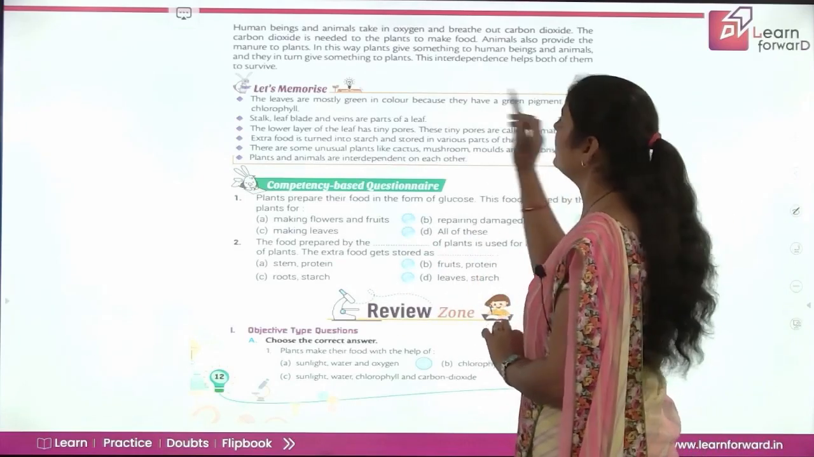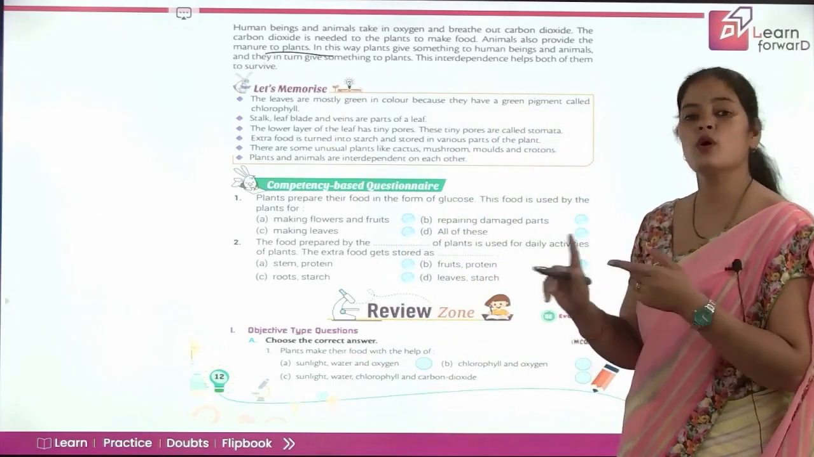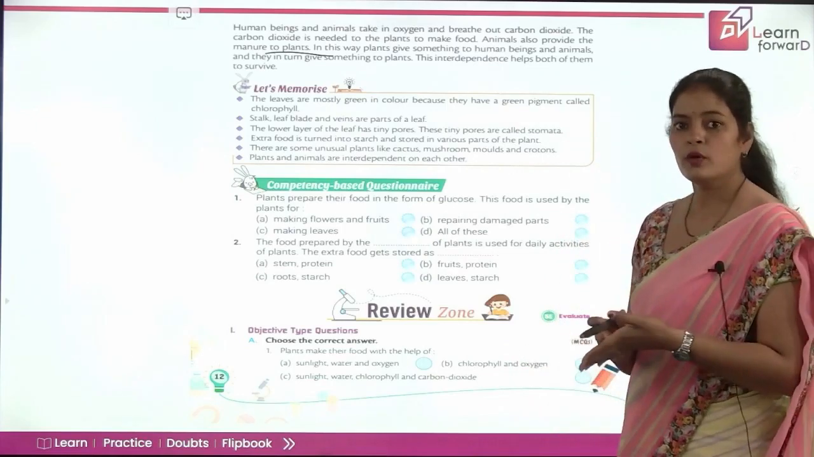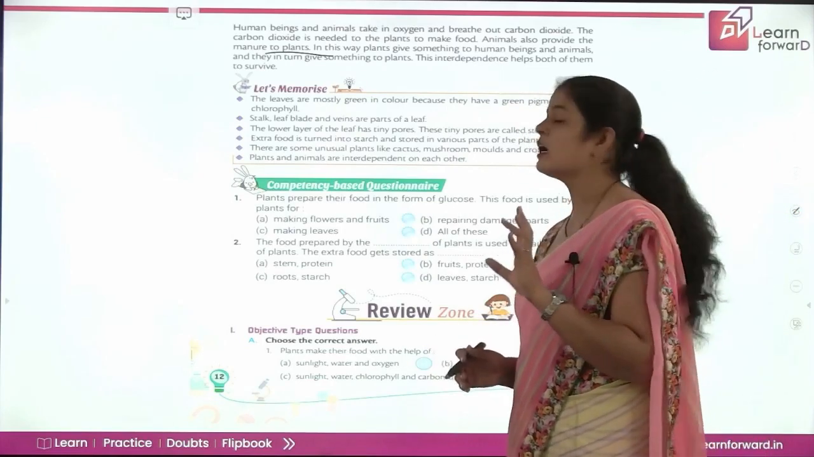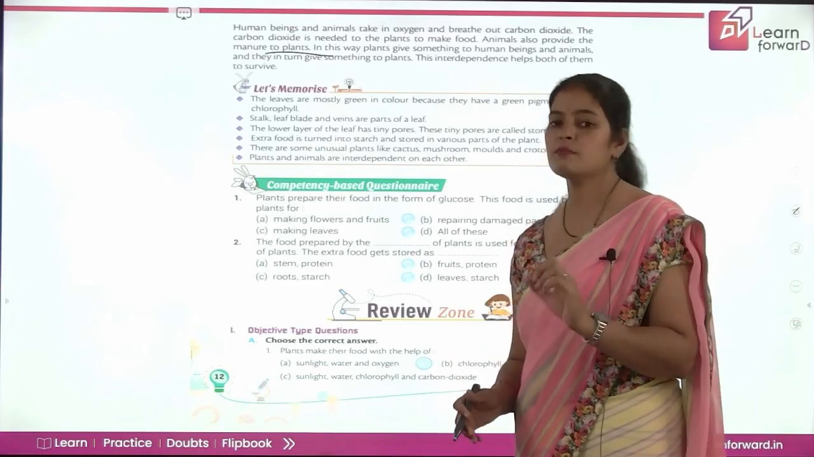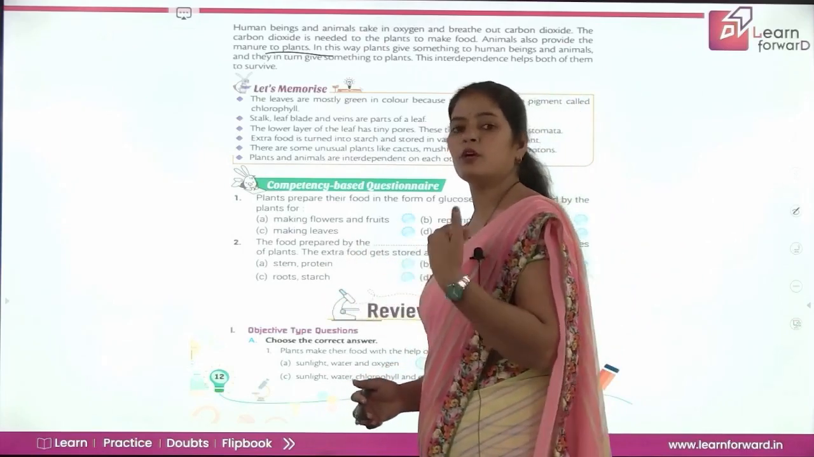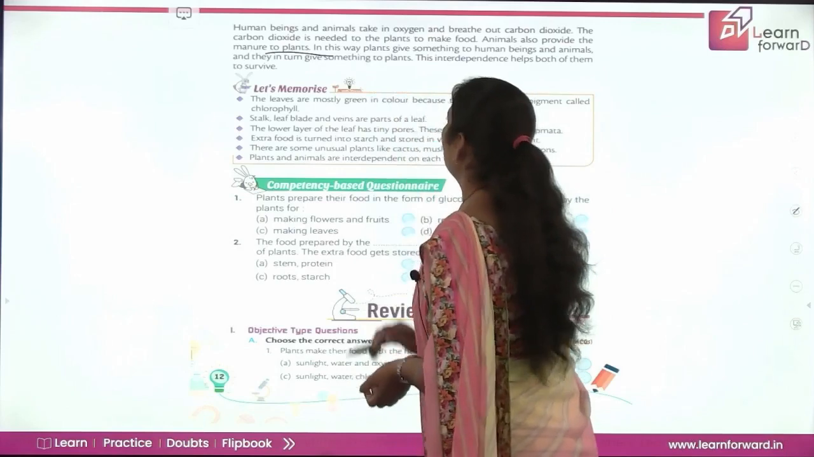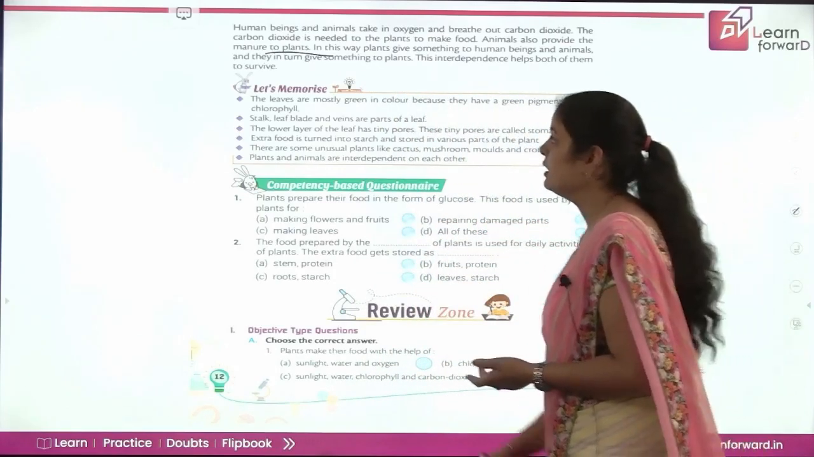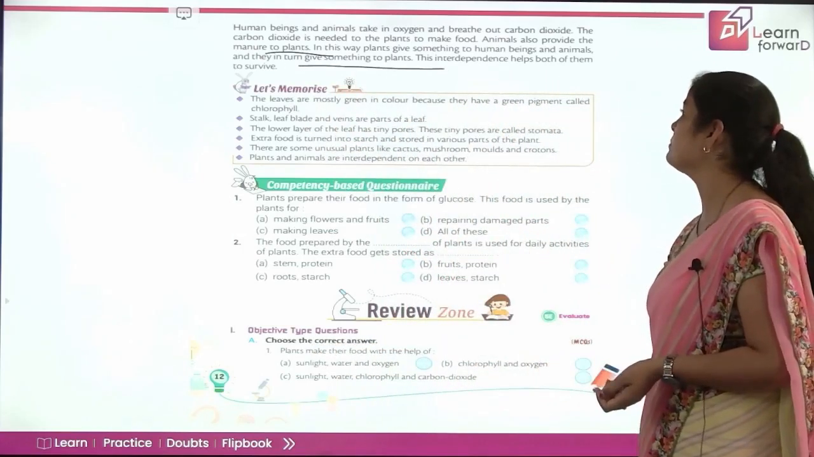Animals also provide manure to the plant. Animals provide manure to the plant means all the waste material that is given off from the animals, like cow dung. An example I am giving you is that cow dung can be added to plants or soil as manure so that it gives fertility to the soil and can increase the productivity of the plants. In this way, plants give something to human beings and animals, oxygen, and they in turn give something to plants. This interdependence helps both of them to survive.